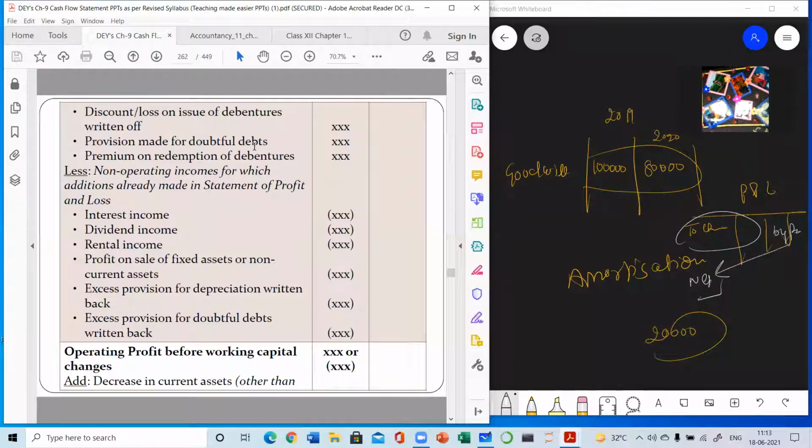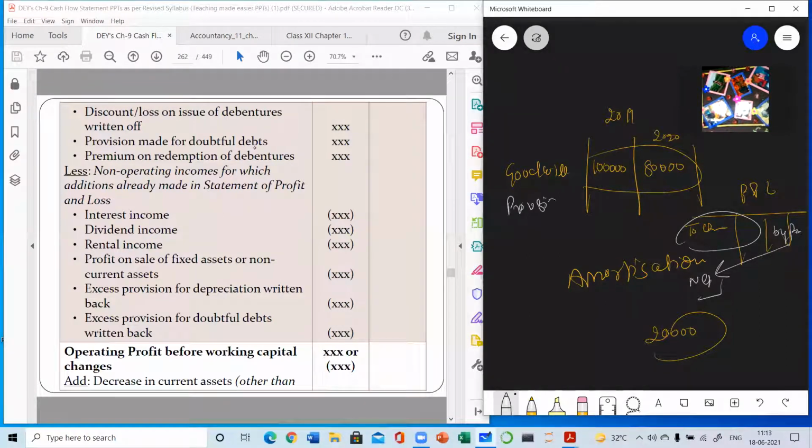Provision made for doubtful debts. How will you come to know that the provision is made? In the balance sheet, it will be given again. Suppose in the previous year the provision for doubtful debts was 10,000 and in the current year it has become 25,000. What does this show? This tells us that in the current year we have made a provision of 15,000. 10,000 was the provision of the previous year, and in the current year we have made 15,000 provision, so the total has become 25,000.